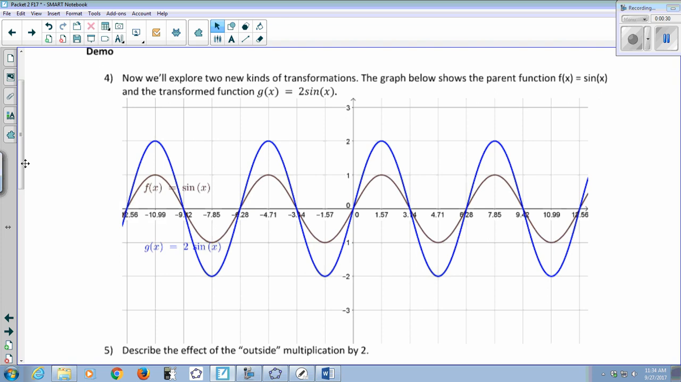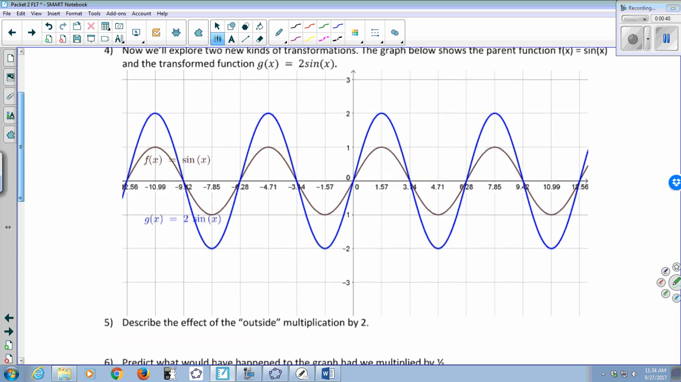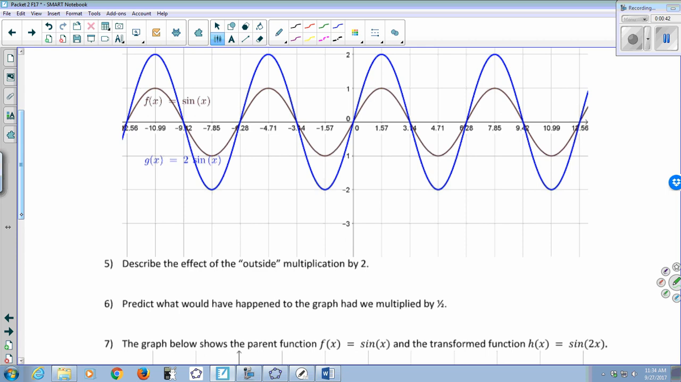So my 2 is outside of the sine, right? It's not inside the parentheses with the x. It's outside multiplication by 2. So what it looks like is the blue graph just looks taller, right? It looks like I just took the red graph, sine of x, and I stretched it vertically. So vertical stretch. And then the question is, how much did I stretch it by?